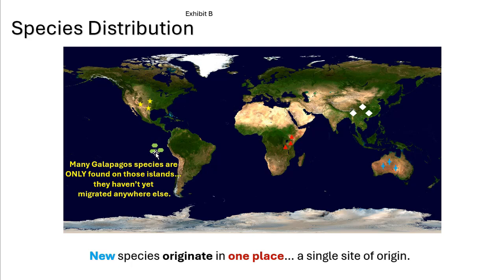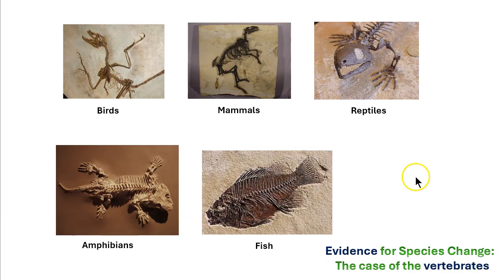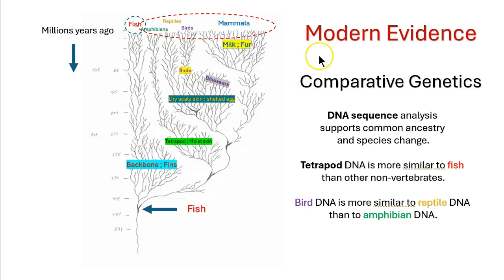yet migrated anywhere else. So this completes then our survey of the evidence for species change as it relates to the case of the vertebrates. Exhibit A was the fossil record. Exhibit B was the distribution of species. Exhibit C was comparative anatomy. Exhibit D was classification. Today, modern biologists have added another important category of evidence that supports evolutionary change of species, and that has to do with DNA. But we'll tackle that in other lessons.